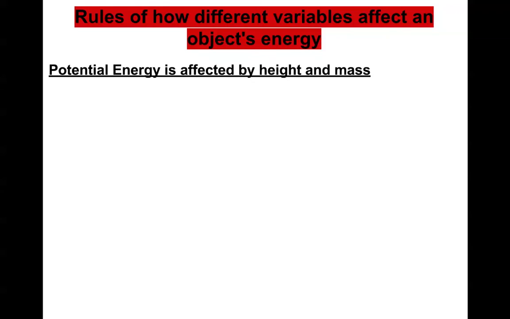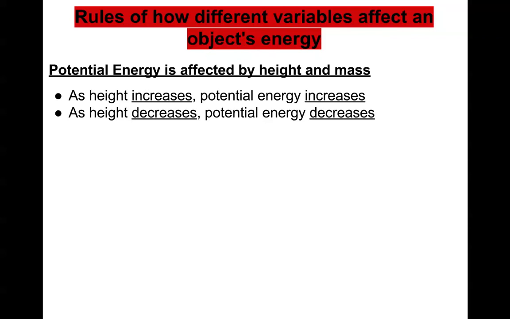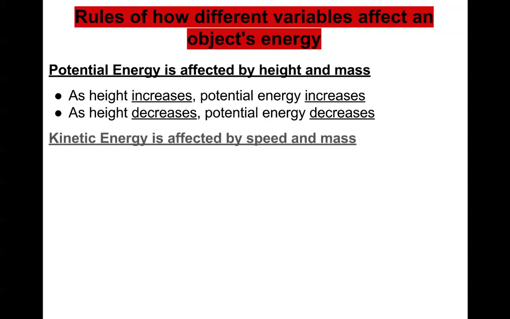Okay, potential energy, this is just review. Potential energy is affected by height and mass. Gravity too, but if we're here on Earth, you don't have to worry about that. So as height increases, potential energy increases. As height decreases, the potential energy decreases. So an object doesn't have as far to fall, so it's not going to have as much energy stored in it when it's at a lower height.